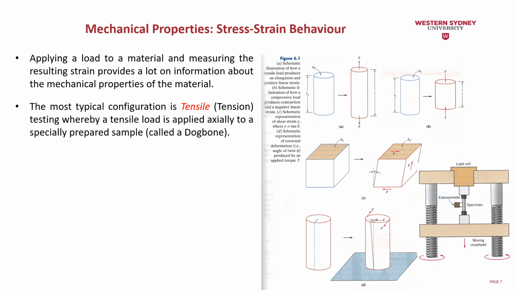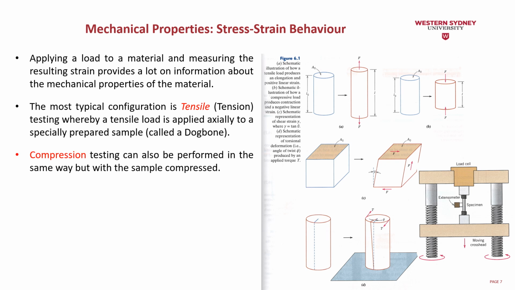The most typical configuration is going to be a tensile or tension testing, whereby the tensile load is going to be applied axially to specially prepared samples, which are called the dog bone. Well, of course, it looks like a dog bone. I'm going to have a photo for that very soon. The compression test can also be performed in the same way, but with the sample being compressed instead of being extended.